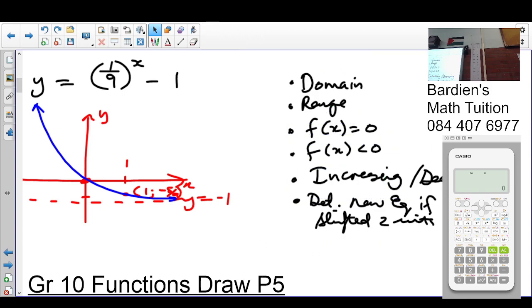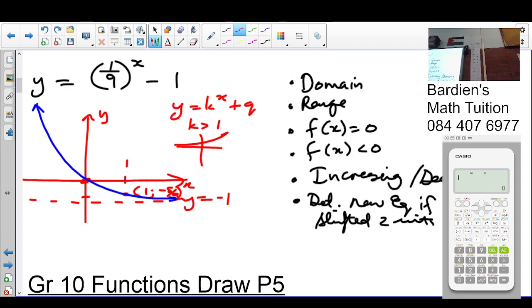1 over 9. This is a decreasing function. I don't know if you were in the previous lesson, but we said if it's in the form of y is equal to k to the x plus q, I think I used b whatever, but if k is greater than 1, the graph was increasing. And if k is less than 1 but greater than 0, the graph was decreasing. Now you see 1 over 9 lies between 0 and 1. So it's a decreasing function.